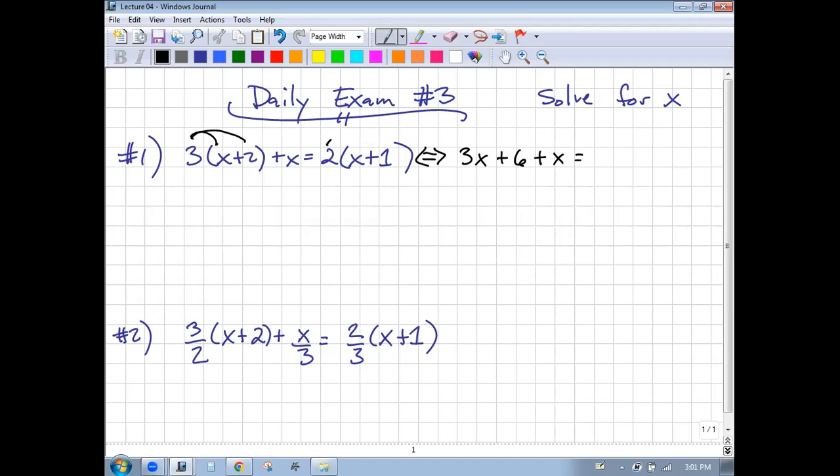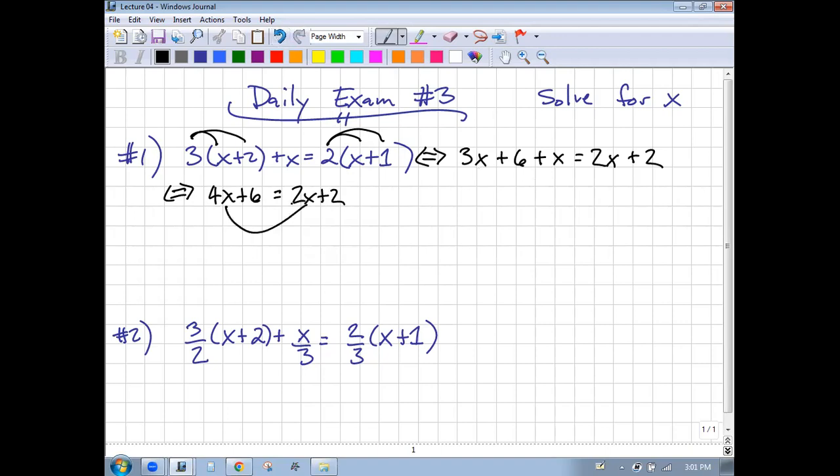Now let's distribute this 2 across. 2 times x and a 2 times 1. Okay, so those are equivalent. Now let's combine like terms. 3x and an x gives us 4x. And that's really all we can do as far as combining these two.